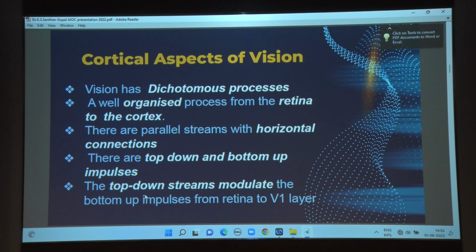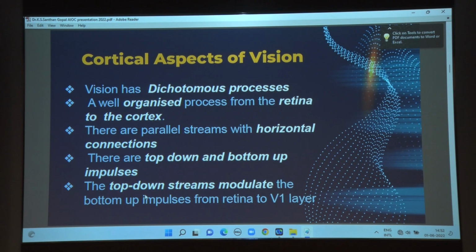Vision is a dichotomous process. There is a nasal retina, there is a temporal retina, starting from the retina. Then it goes up to the lateral geniculate body where there is nasal and temporal dichotomy again. Then it goes to the cortex, and the lowest level where it goes to the cortex is V1. There are horizontal connections between all these pathways and there are bottom-up impulses going from retina to V1. And there are top-down corticogeniculate impulses, which I have now realized come right up to the retina. Because of my instrument, I have realized the corticogeniculate pathway does not stop at the LGB, but it comes down to the retina as well. I'll tell you more about it as we go on.